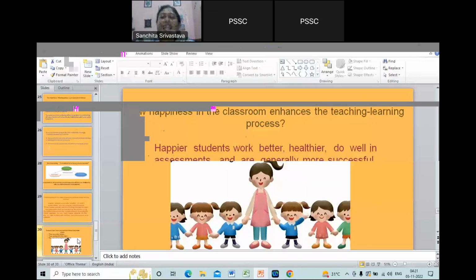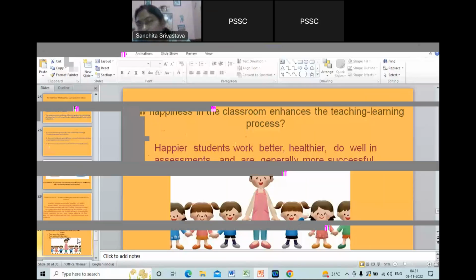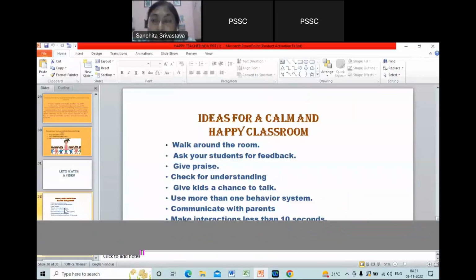Now, finally, there are a few ideas for a calm and a happy classroom. Now, how do you have? See, for example, sometimes you are also stressed. So when you see your children, you can just walk around the room. Then sometimes, you also need some feedback. So whenever you need a feedback, you ask the student for feedback. On the other hand, you give them the praise. You praise them for their activity.